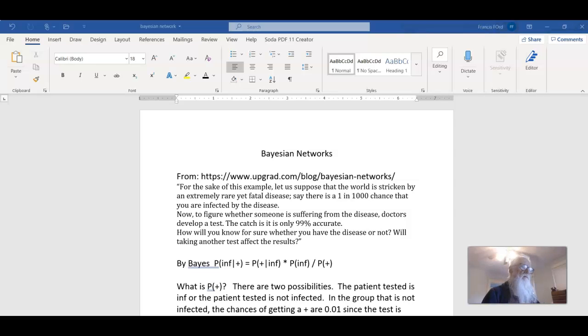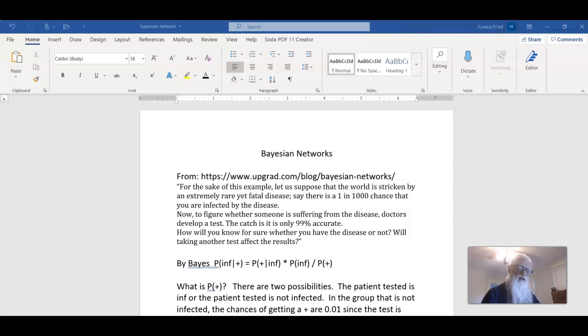Hello, how are you? Today I'd like to continue talking about the Bayes probability, and in particular about something called the Bayesian networks. This is a topic from machine learning, and I've checked, it still seems to be very relevant.